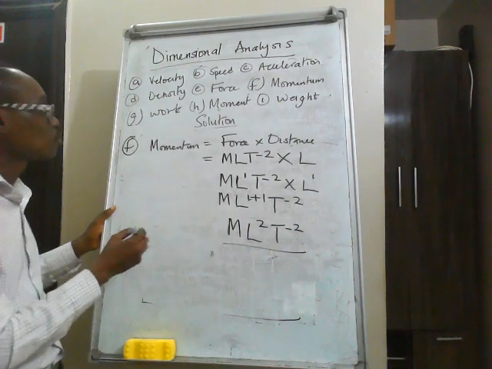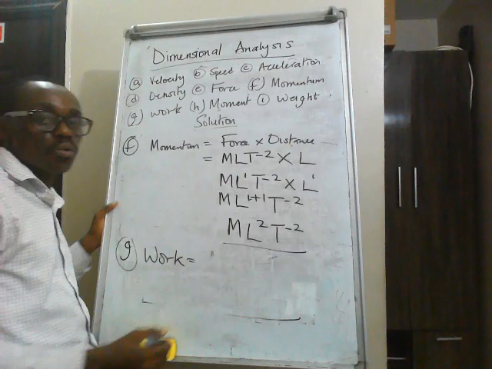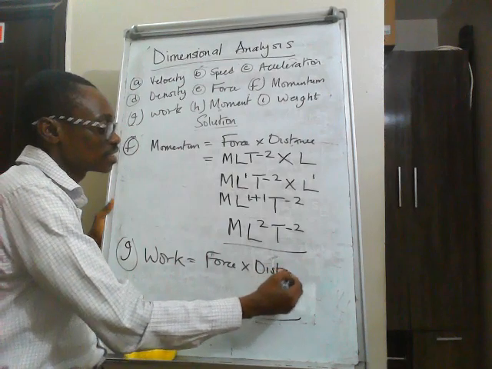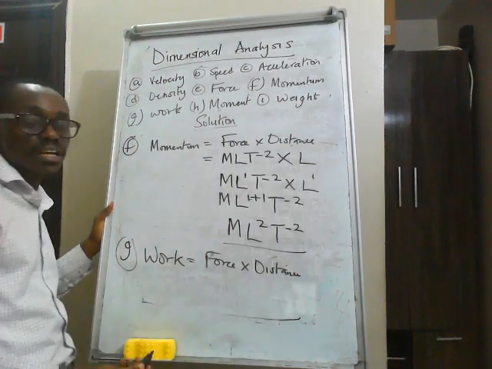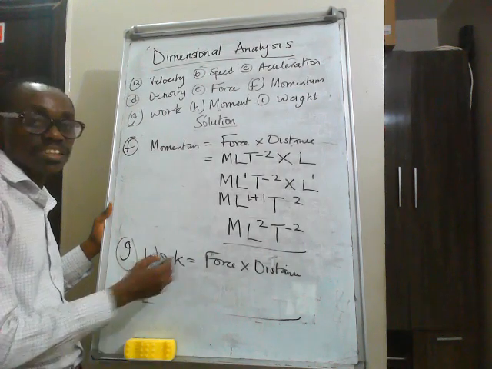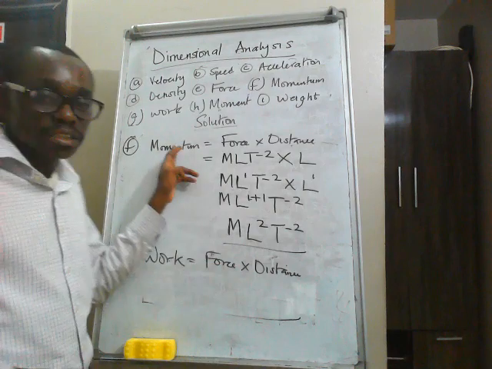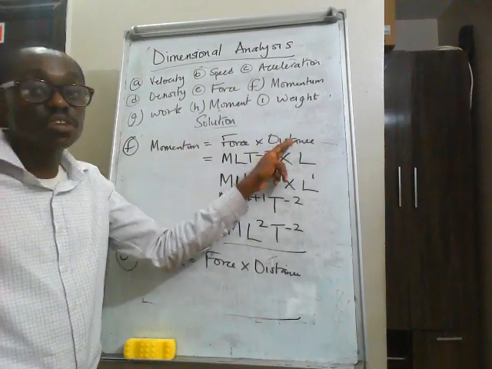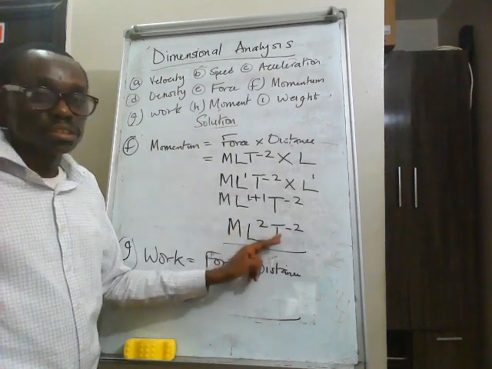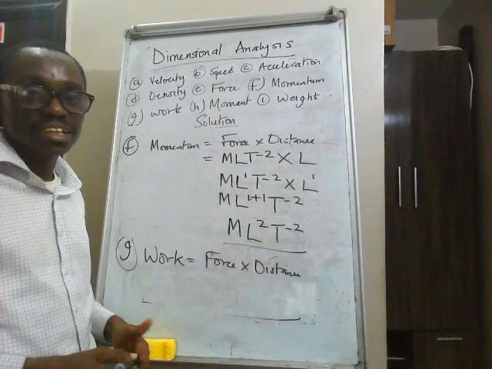So let's look at the next one, which is work. What is the formula that connects work? Work is equal to force times distance. The dimension of work is something you can easily guess. The formula connecting momentum was force times distance. So at the end of the day, the dimension we solved, ML raised to power 2 T raised to power minus 2, will be the same as the dimension of work. So I'm not going to solve that out.